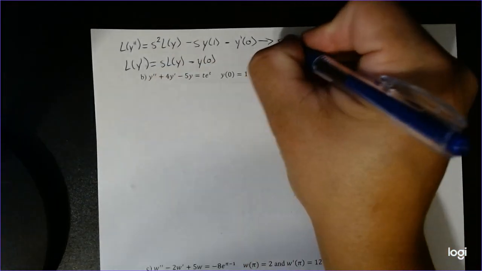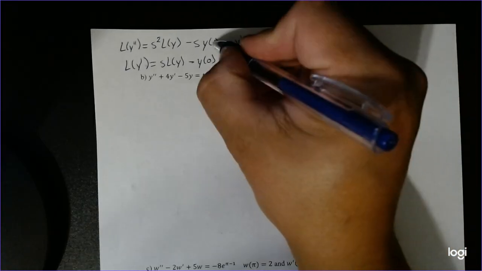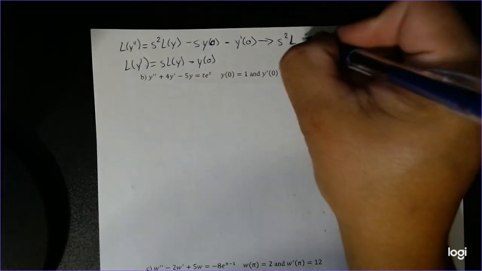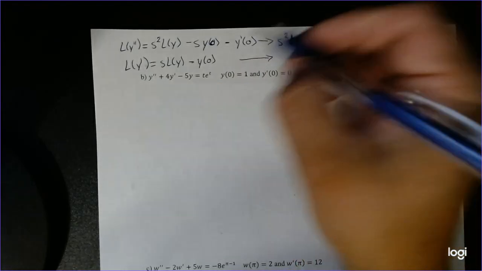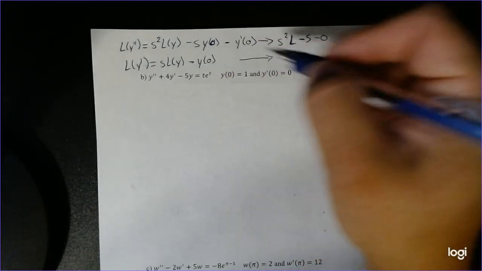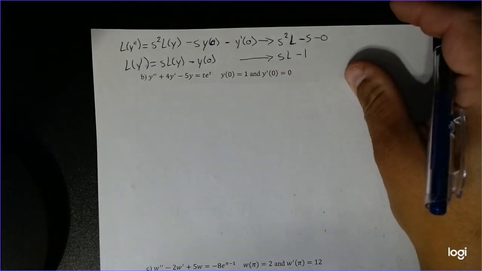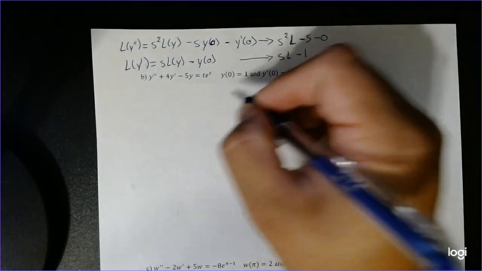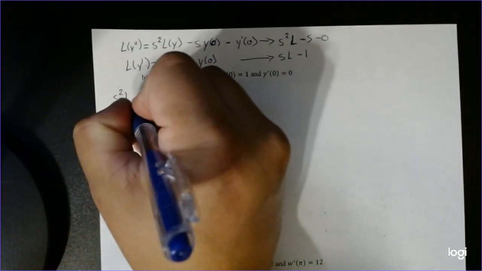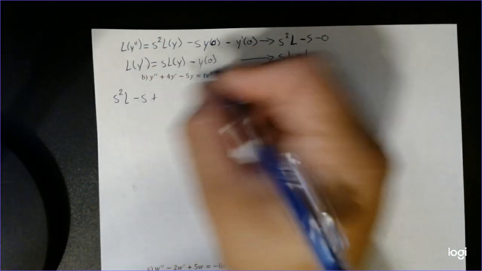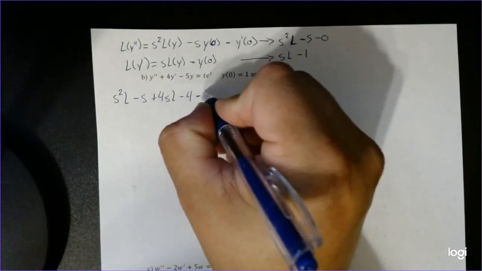So this is going to be itself. I'll just put L for short, running out of space here. This is going to be 0, sorry, 0. This is 1, so minus s. And this is going to be 0, so minus 0. And this is going to be 1, so minus 1. Okay, and so rewriting everything, so it'll be this part plus 4 times this part minus 5L.